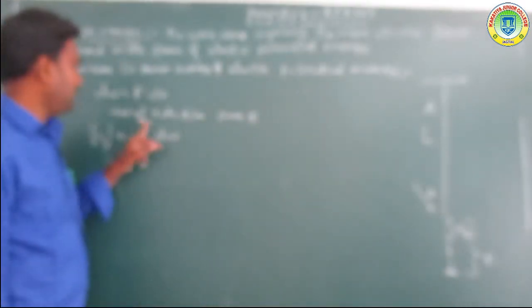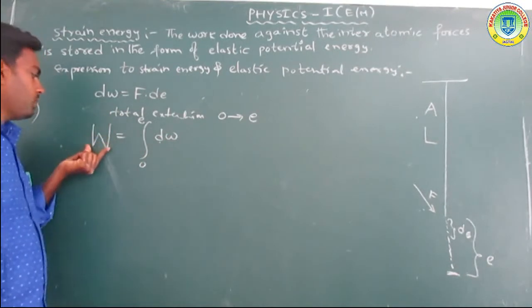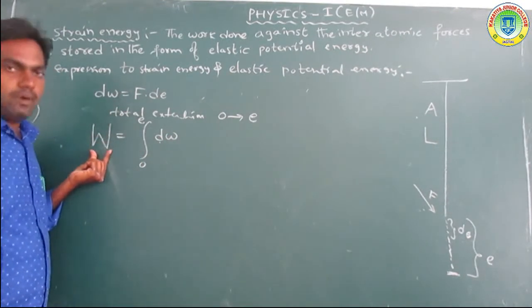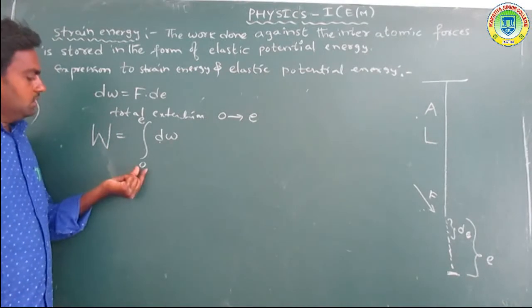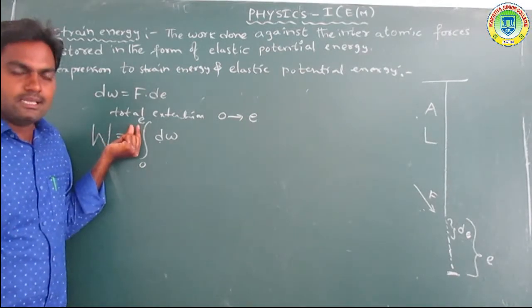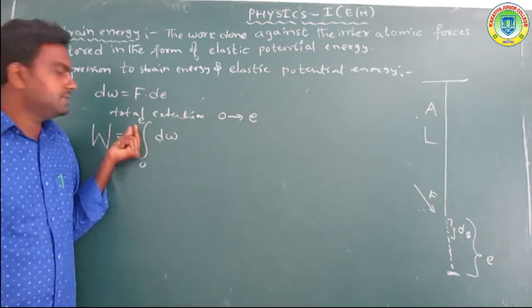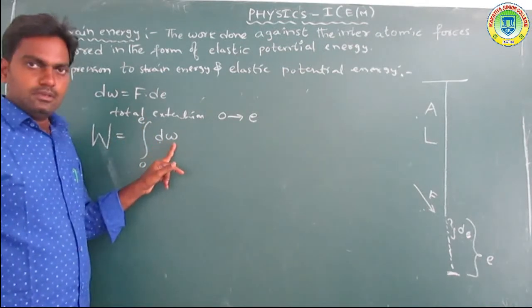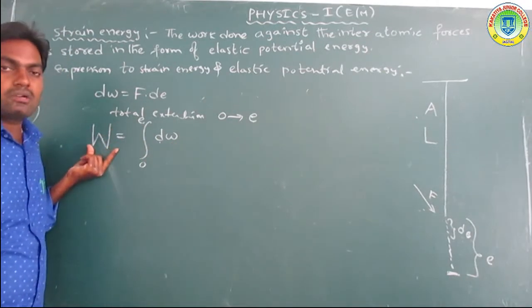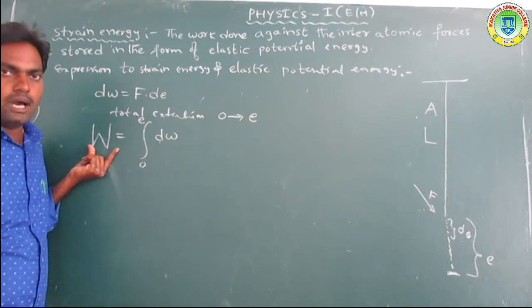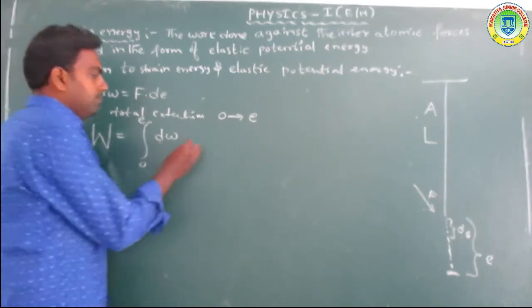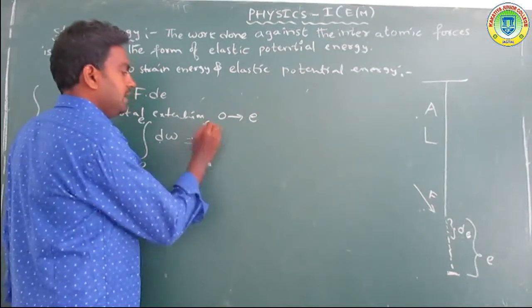So the total work done is the integration of dw. The limits taken are 0 to e. So integration of dw from 0 to e gives the total work done. Got it? 0 to e are the limits. Integration of dw gives the total work done.